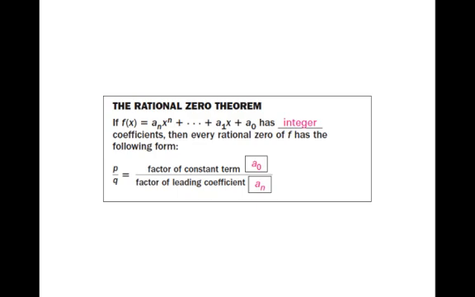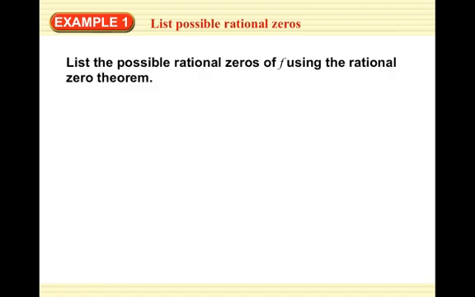So this is something you're going to need to know how to do. You're going to need to know that it's p over q, and that the p's are the factors of the constant term, and the q's are the factors of the leading coefficient. Okay, so we're going to practice this. We're going to practice just listing the possible rational zeros so that we don't have an infinite number of rational zeros to try. We have a finite number, a nice little list that if we had to, we could just start doing synthetic division with them until we find one that works.